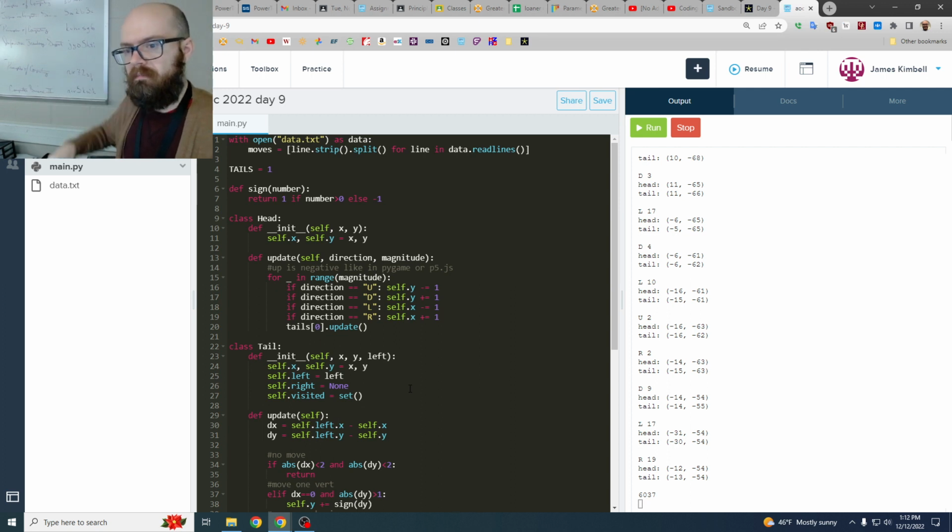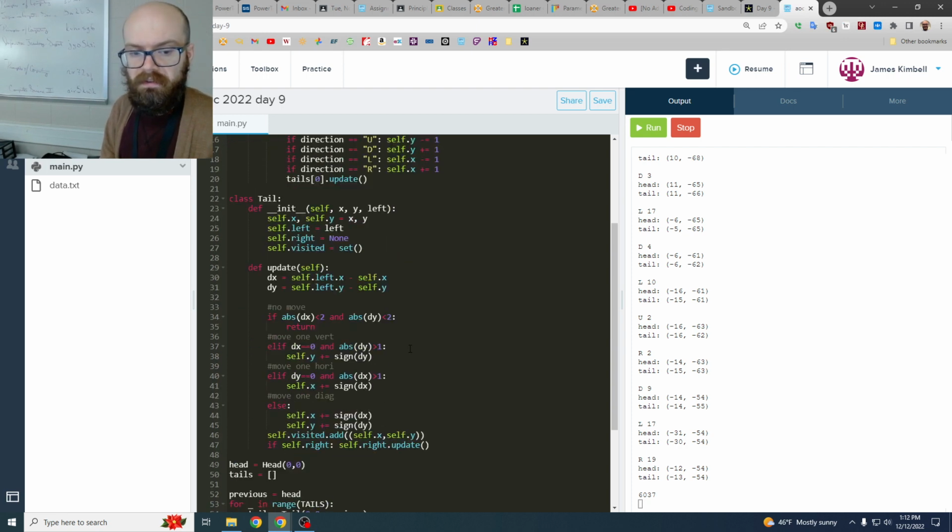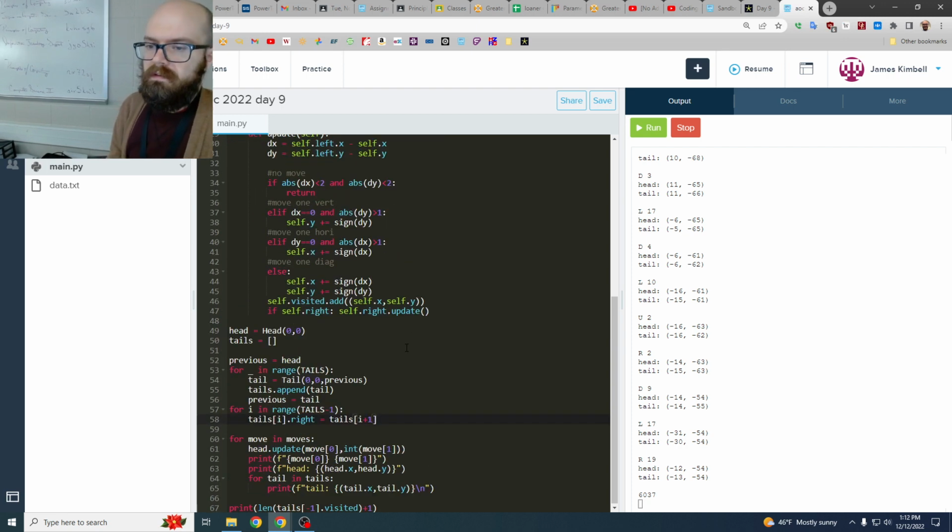So it's not really timing based. It depends on if the head makes a big move, then the other guys make more. If the head makes a small move, they might not do anything at all. But the idea is really nice. And that's pretty much it for today. I really had fun making this one.